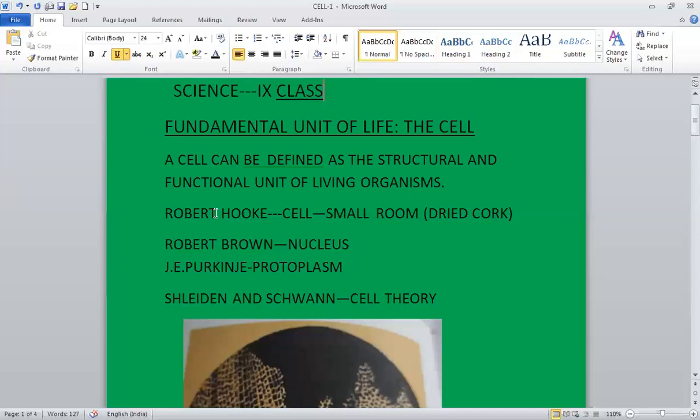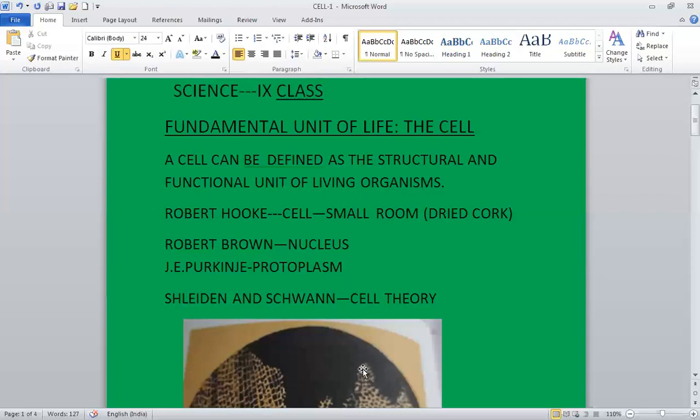He took a thin slice of dried cork. You all know what dried cork is? It is the bark of the tree. He observed it under a primitive microscope. Primitive means a very old style microscope. He observed some hollow spaces and named them cells. The word cell is derived from the Latin word cellula, meaning a small room.